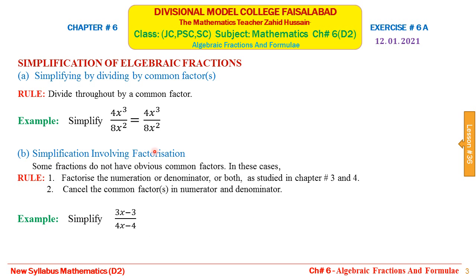Then in the last lesson we studied how to simplify the algebraic fraction. There are two types of algebraic fractions. One in which there is only one term in the numerator and denominator, and we will cancel the common factors. This is the example, 4x cube over 8x square. We will cancel out the common factor. 4 and 8 are the numbers, and the largest number that divides 4 and 8 is 4. We will cancel out 4 and 8. 4 ones are 4 and 4 twos are 8.